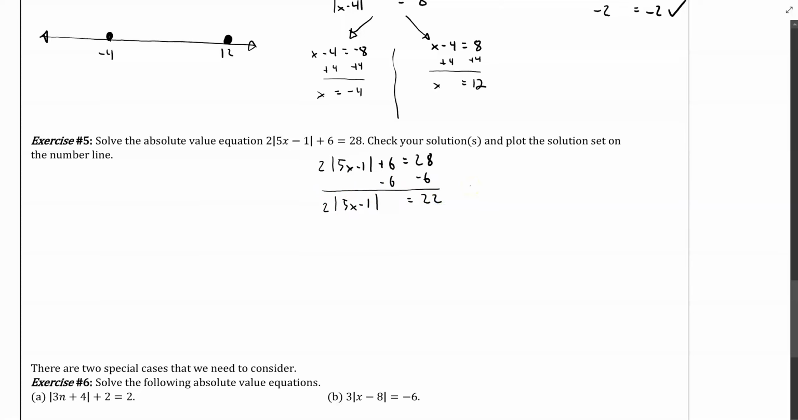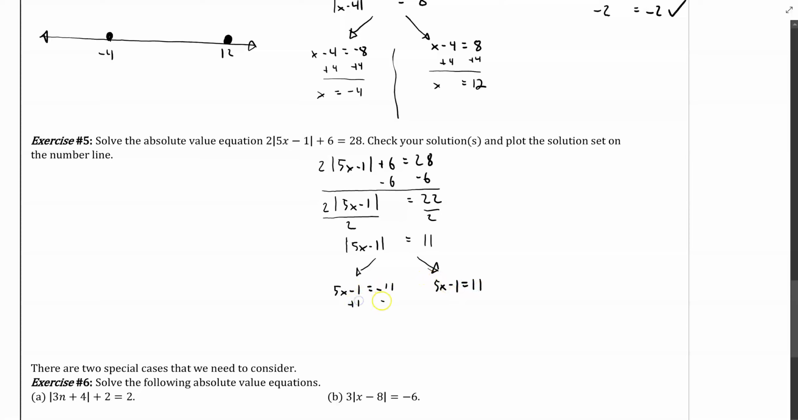Next, the bars still aren't by themselves yet. We need to get rid of this 2 in the front, so we'll divide both sides by 2, giving us the absolute value of 5x minus 1 equals 11. And now that the bars are by themselves, we can then drop the bars by considering the positive and negative cases. So we have 5x minus 1 equals negative 11, and 5x minus 1 equals positive 11.